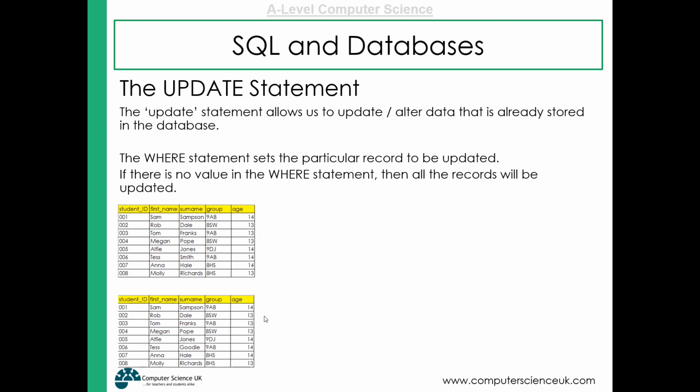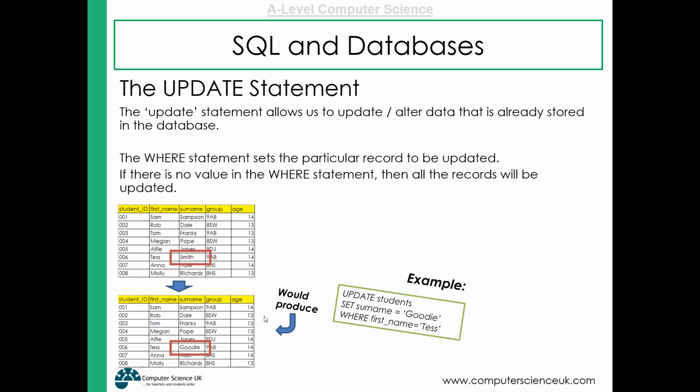So here we've got our table that we're going to be working on at the top, and underneath is the resulting table after the following statement is run. We're going to update the table called students. We're going to set the surname to Goody where the first name is Tess. So in our original table we've got Tess Smith, and after we've run the SQL statement it's changed Smith to Goody, and it's only done that where the first name was Tess. If we didn't have that WHERE clause, then all of those surnames would be updated.